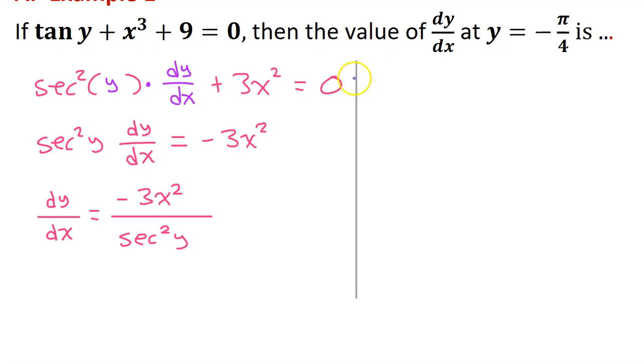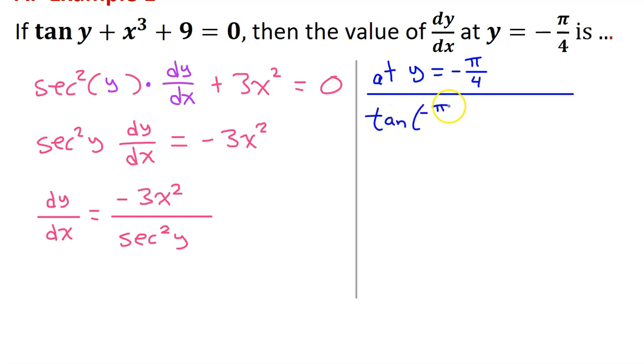So let's do that. This is the other notation for showing that you're about to plug something in. You can simply say at y equals negative pi over 4. Now it's okay to start plugging in this value. So we have the tangent of negative pi over 4 plus x cubed plus 9 is equal to 0.